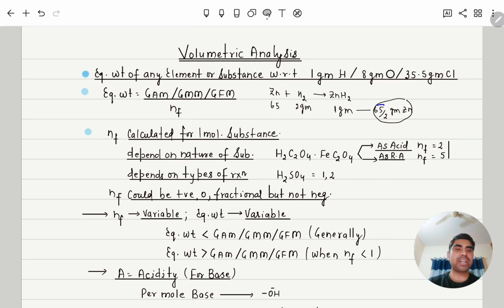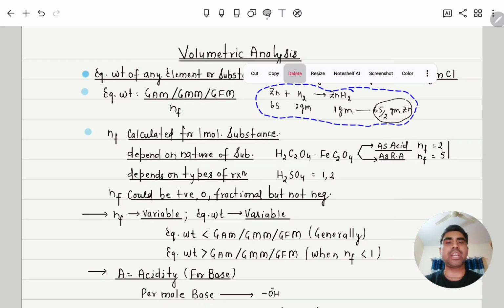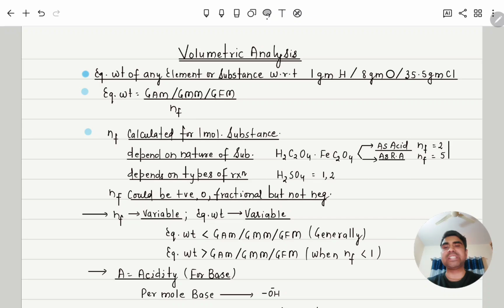You can see here that we are dividing the gram atomic mass by some number. This number is called the n factor. So if we know how to calculate the n factor of any substance or element, very easily we can calculate the equivalent weight of any substance, right? Equivalent weight is equal to gram atomic mass or gram molecular mass or gram formula mass divided by the n factor. The n factor is always calculated for 1 mole of the substance.